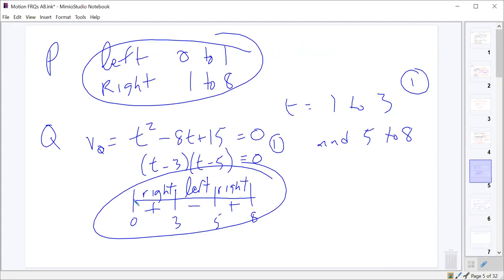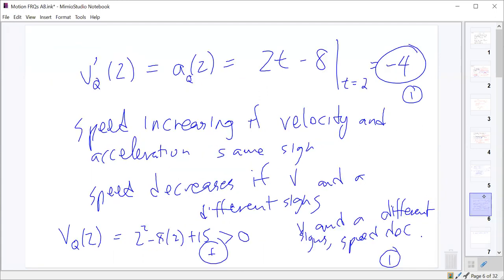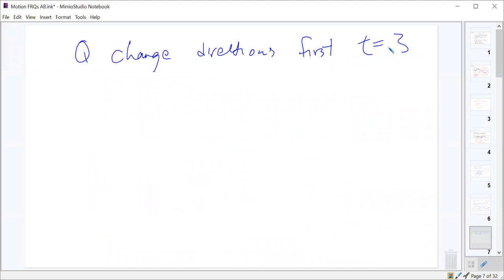There was Q. It was moving right from 0 to 3. Then it was moving left from 3 to 5. So it must change directions first at t equals 3. Everybody good with that? We want to find the position of particle Q at t equals 3, which means we need to integrate the velocity of Q from whatever our initial condition is to 3 to find the displacement.